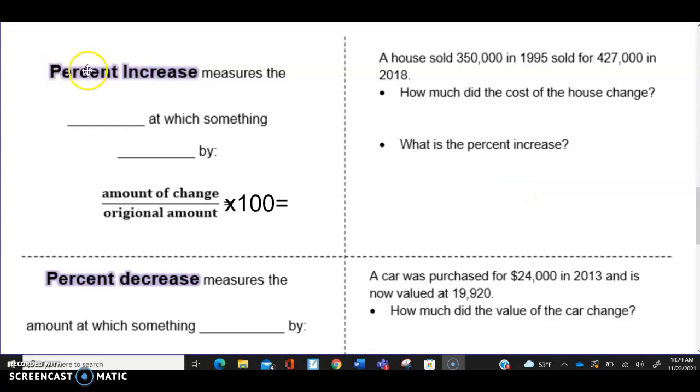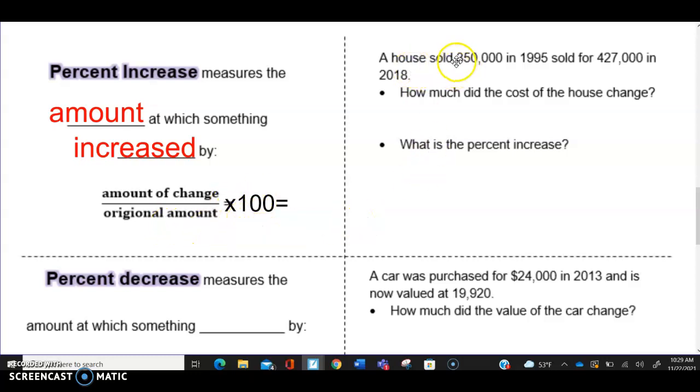In this video, we're going to look at the second half of our notes for proportions and percents. So our guided notes part 2. Percent increase measures the amount at which something increased by. So we would do amount of change divided by the original amount times 100.